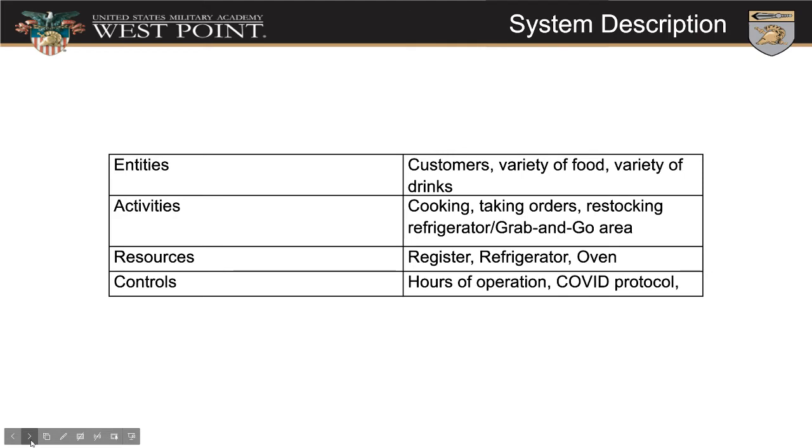So system description, this just breaks down our entities, activities, resources, controls. As you can see for our entities, we have the customers, the variety of food, variety of drinks. The activities really boil down to each station. So we have the cooking, taking orders, restocking, the refrigerator, grab and go area. For the resources, we have registers, refrigerator, and oven. And then lastly, the controls, we have the hours of operation and the COVID protocol.